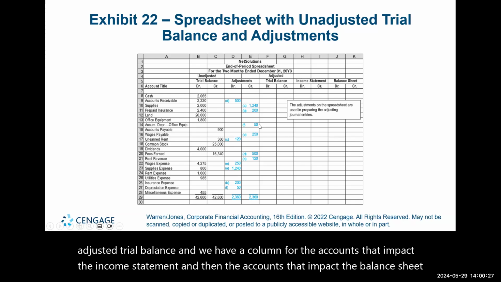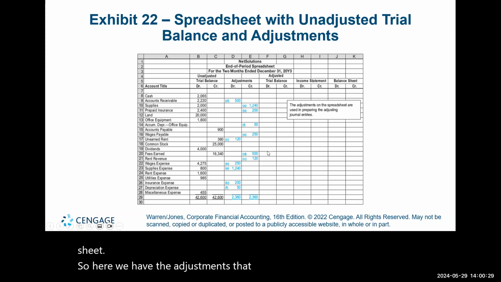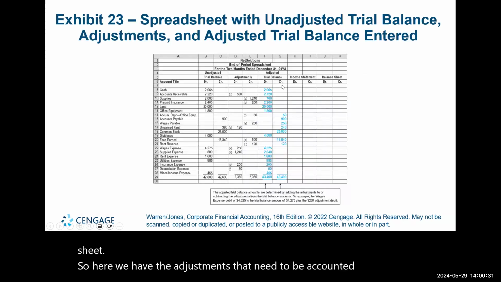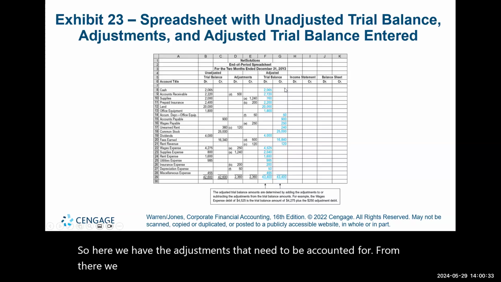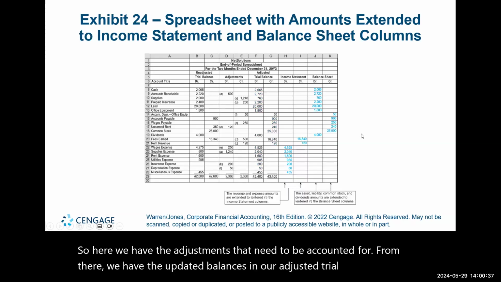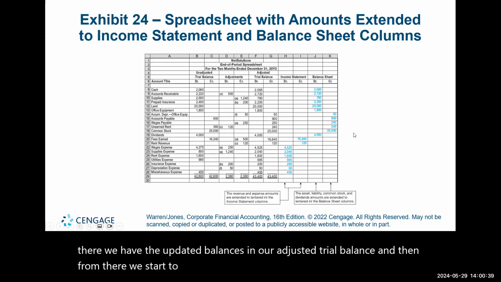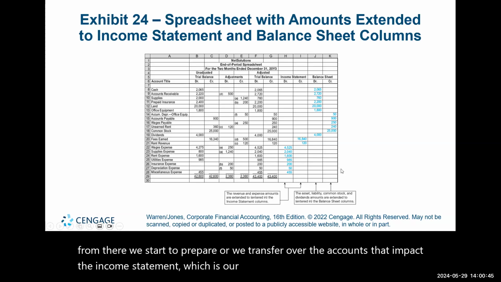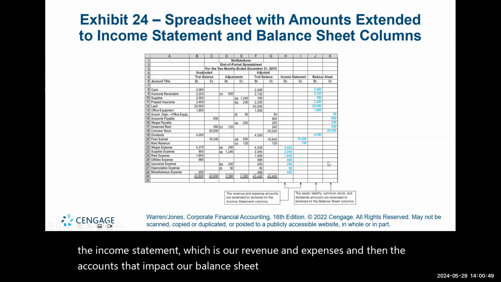So here we have the adjustments that need to be accounted for. From there, we have the updated balances in our adjusted trial balance. And then from there, we transfer over the accounts that impact the income statement, which is our revenue and expenses. And then the accounts that impact our balance sheet, which are the asset, liability, and stockholders' equity accounts.